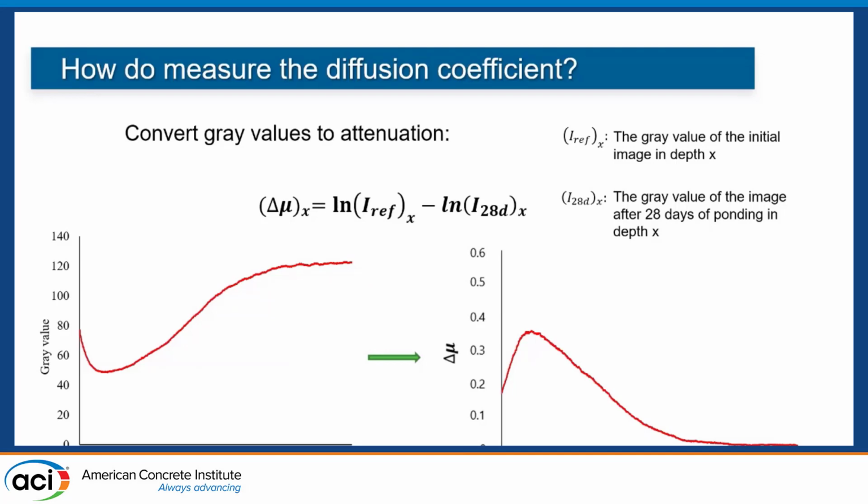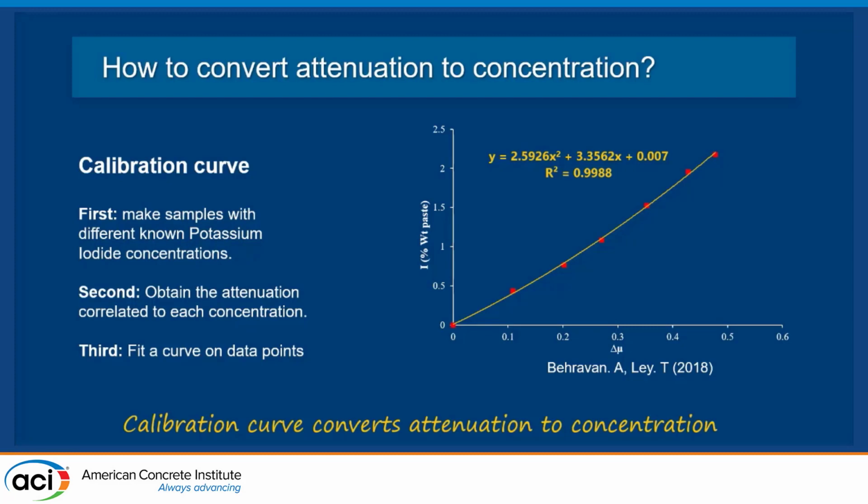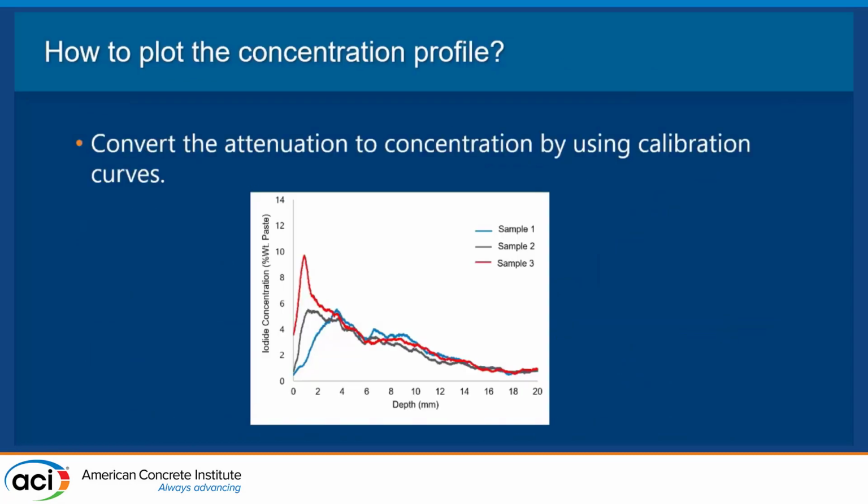Then we convert gray value to attenuation. This is the equation that we use for converting the gray value to attenuation. Then we made some samples with a known amount of potassium iodide inside them. We measured the attenuation and plotted the concentration calibration curve. By using the concentration calibration curve, we can convert the gray value data to a concentration profile, like this. This is iodide concentration, plotted against depth.